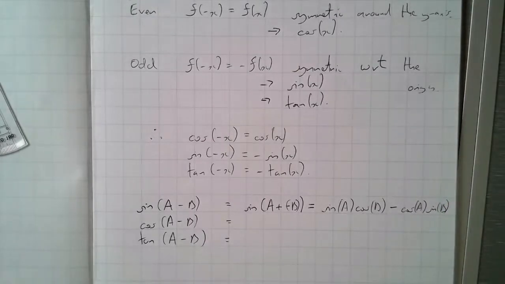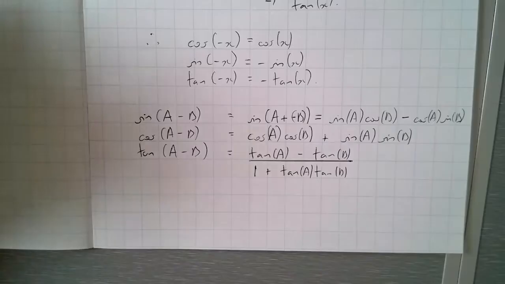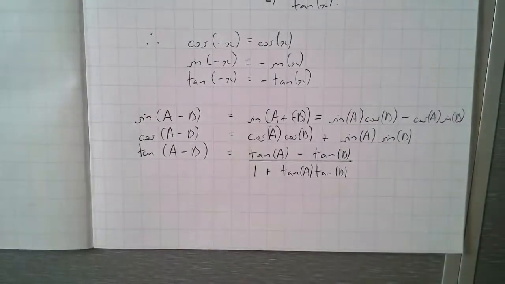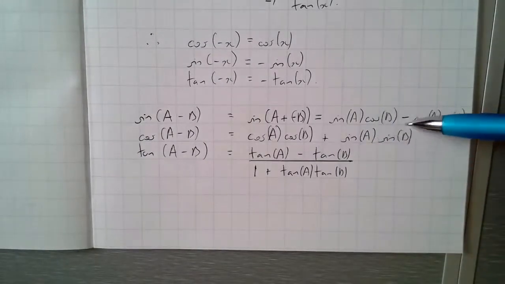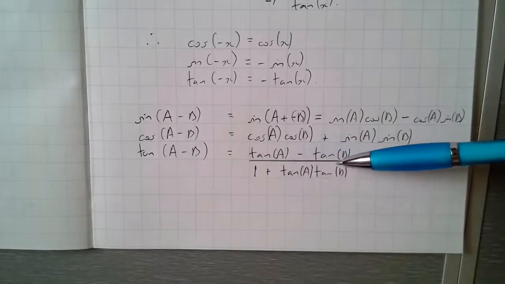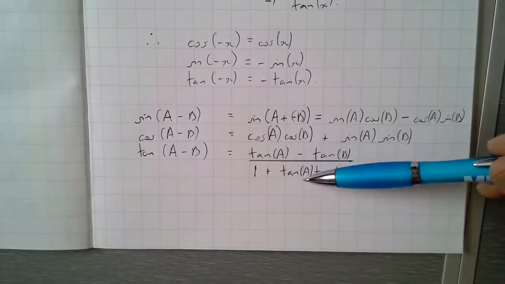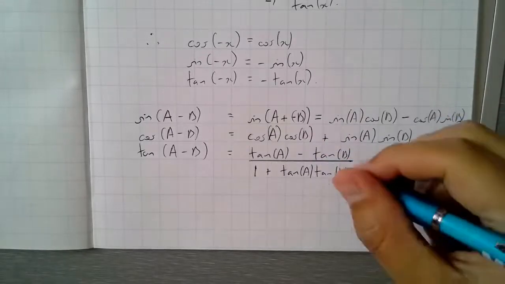Okay, so if you didn't get the other two, have a quick go at those again now, and then come back to the video when you're finished. So just pause now. And here's the rest of them here. So cos a cos b plus sine a sine b, and tan a minus tan b, all over 1 plus tan a tan b. So my writing's getting worse.